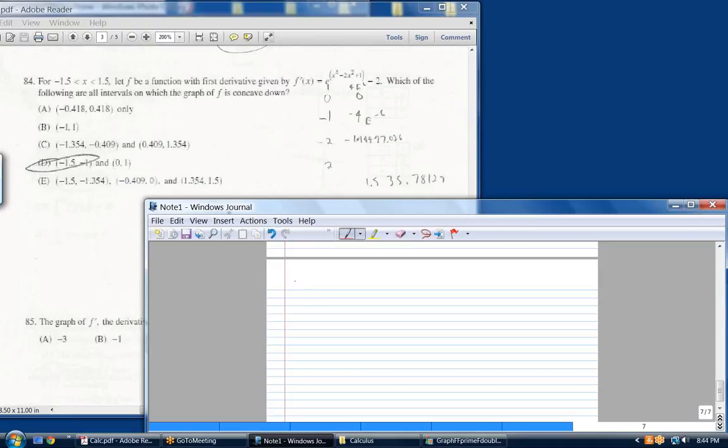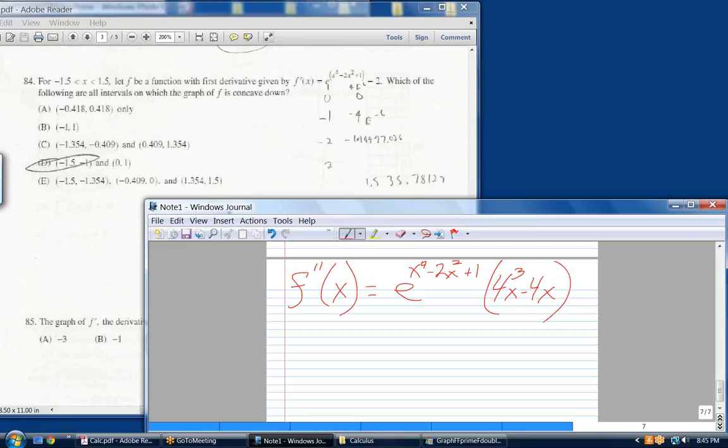So let's first take the second derivative. And what is that going to be? So that'd be e to the u times 4. There's e to the u. Okay. Times the derivative of u. Mm-hmm. Which would be 4x cubed minus 4x. So there's the second derivative.